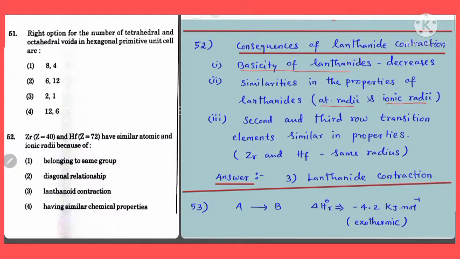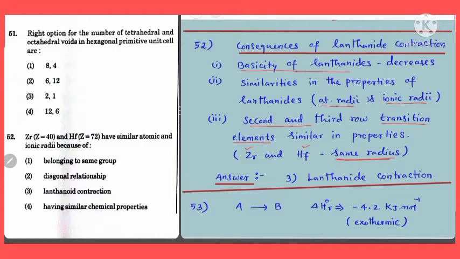There's another consequence of lanthanide contraction. The third one: the original place of the lanthanides is near the transition elements, isn't it? Because of that, lanthanide contraction has some influence over transition elements. The second and third row transition elements are found to be similar in properties because of lanthanide contraction. Zirconium is a second row transition element, hafnium is a third row transition element. These two have almost the same radius. This is only because of the lanthanide contraction.